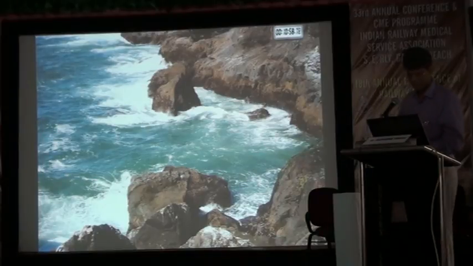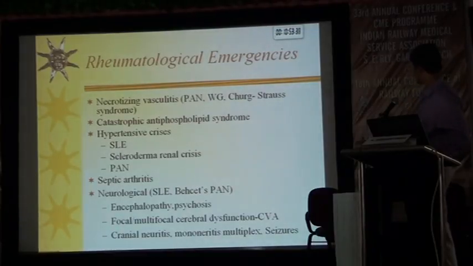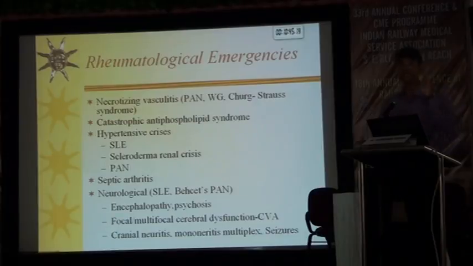I think these are the things I tried to share with you, and this is the important list: necrotizing vasculitis, catastrophic antiphospholipid syndrome, hypertensive crisis in reference to SLE or scleroderma renal crisis, and yes, I forgot to mention septic arthritis and emergencies in reference to joints. A patient can have a ruptured Baker's cyst in a given patient of osteoarthritis, suddenly presenting with acute pain and swelling of the left leg, mimicking deep venous thrombosis. And if we cannot differentiate DVT from Baker's cyst rupture, it's very difficult to plan the therapy.